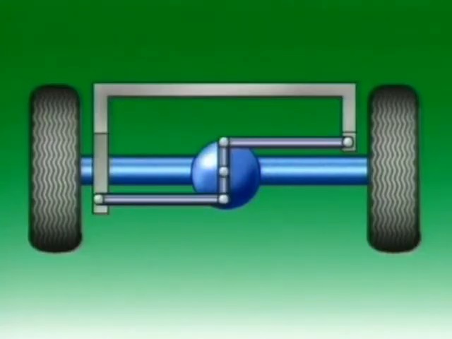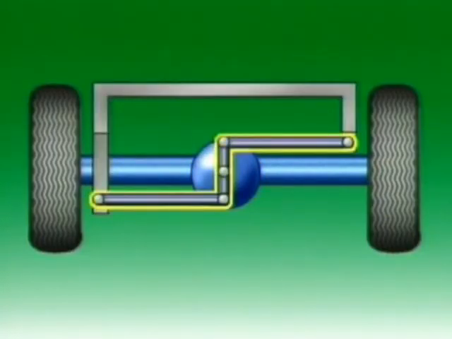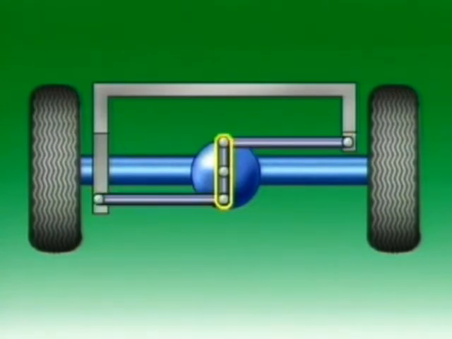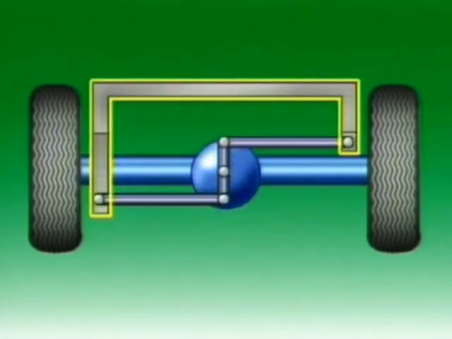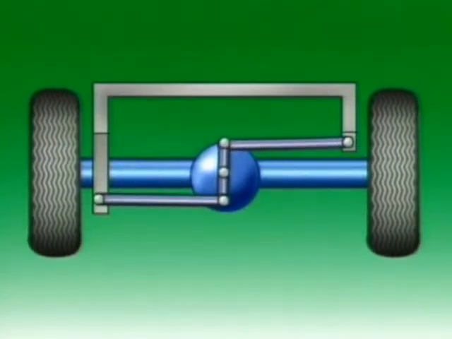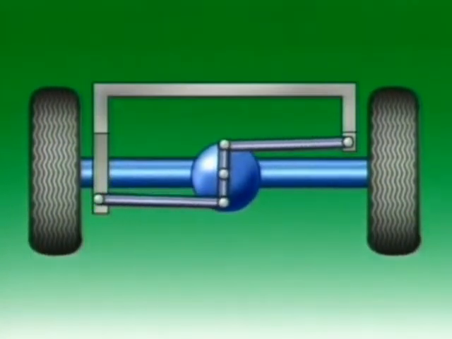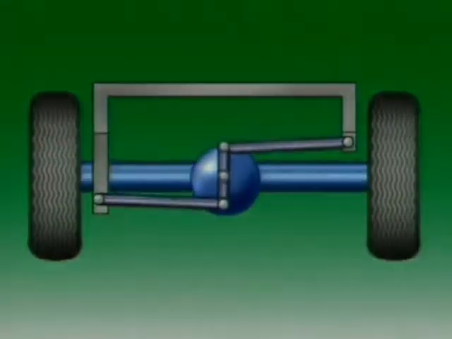The axle may also be located by a Watts linkage. A lever mounted on a pivot near the center of the axle housing is connected by rods to the frame on each side of the vehicle. This maintains the axle in alignment with the frame, while still allowing the suspension to move vertically.